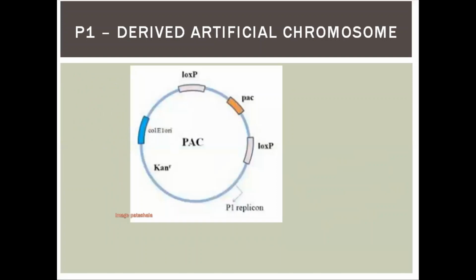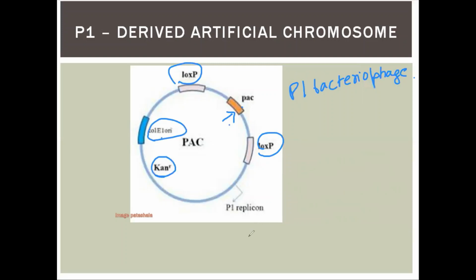So what is this P1 derived artificial chromosome? This P1 derived artificial chromosome is a DNA construct that is derived from the DNA of P1 bacteriophage. Again, it has the same sites. As you can see, this is the pac site for the binding. loxP is for recombination. Ori is the origin of replication, then there is a kanamycin resistant gene, and a replicon. What is a replicon? Replicating unit is called a replicon. So this is a P1 derived artificial chromosome.